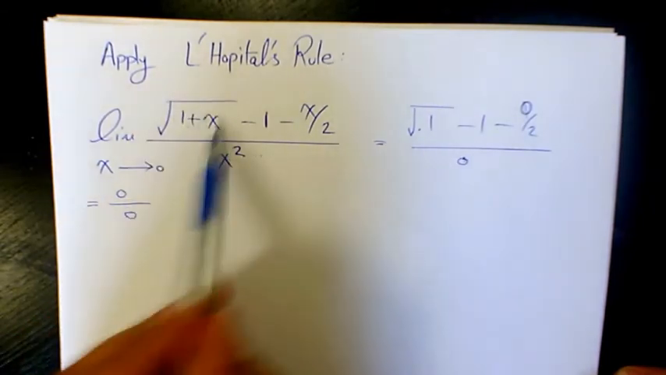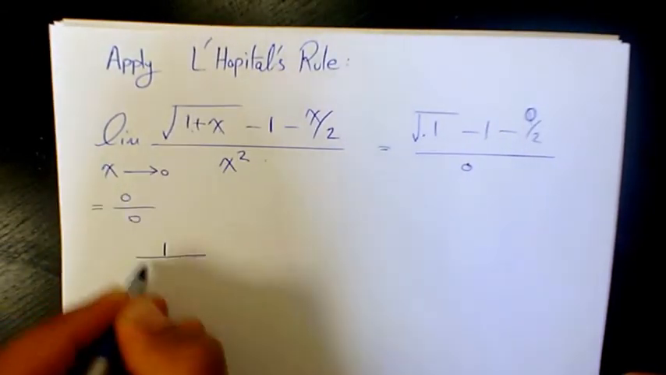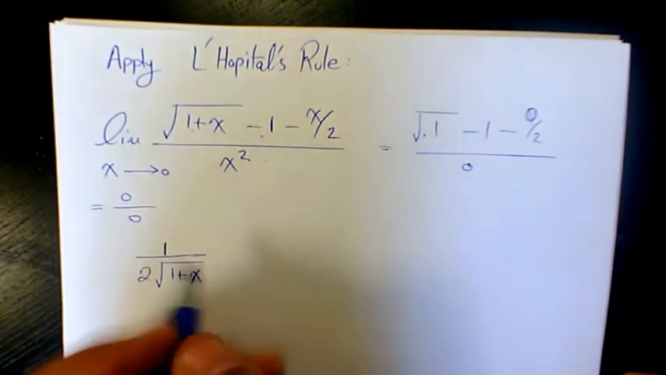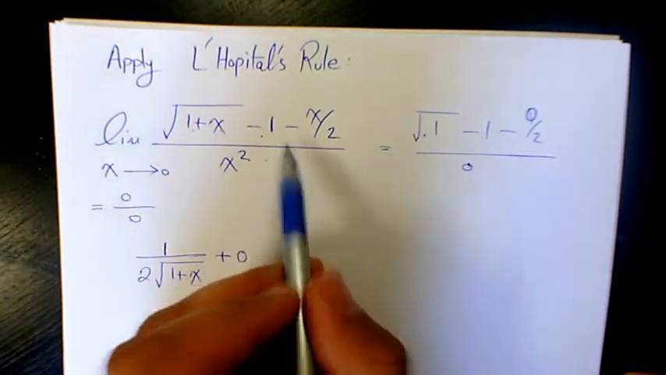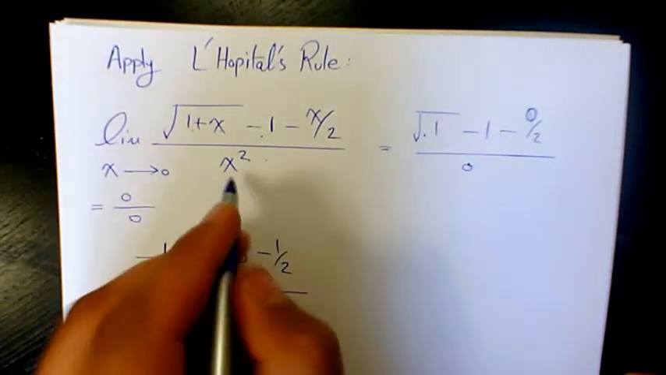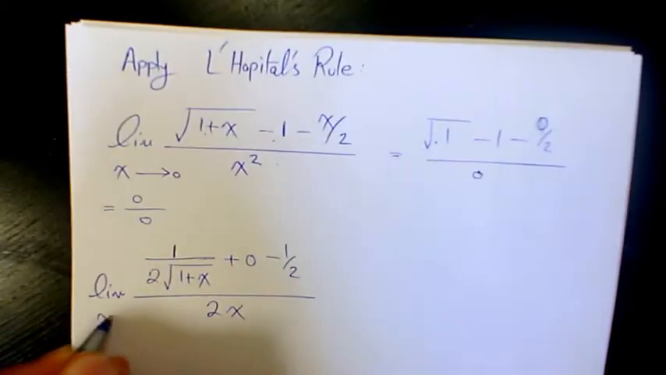So the derivative of square root of 1 plus x is going to be 1 over 2 root 1 plus x. The derivative of negative 1 is 0. Derivative of negative x over 2 is going to be negative 1 over 2. Divided by the derivative of x squared, which is 2x, when x approaches 0.